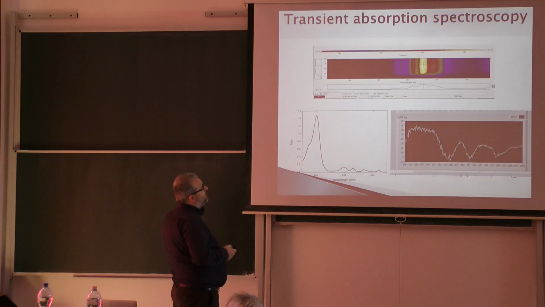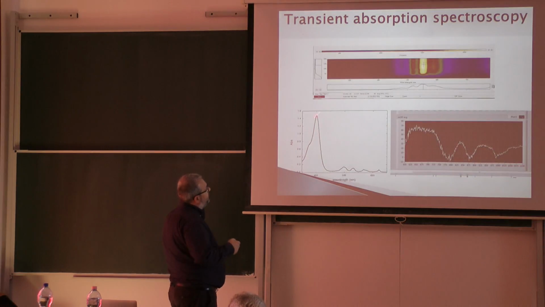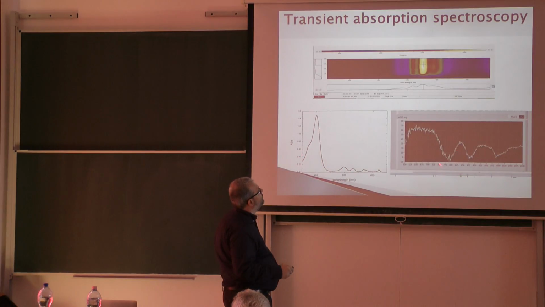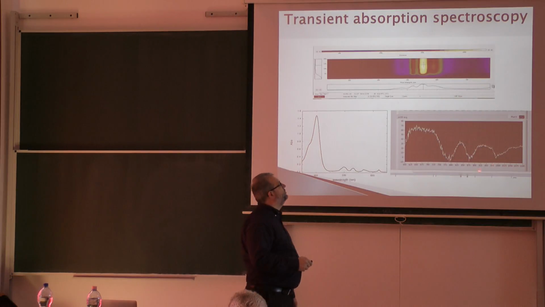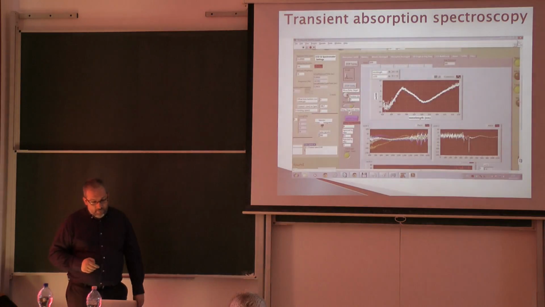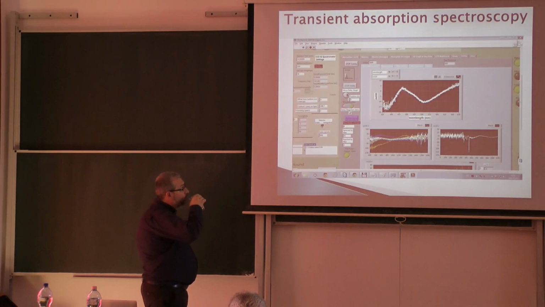Now this is just a small example of what happens. If we have this white light continuum, and you put a sample, this is an octahedral porphyrin, in the beam, you will see the absorption actually. You will see the absorption from the sample, and you will see the change in the absorption, or induced absorption, in your measurement.